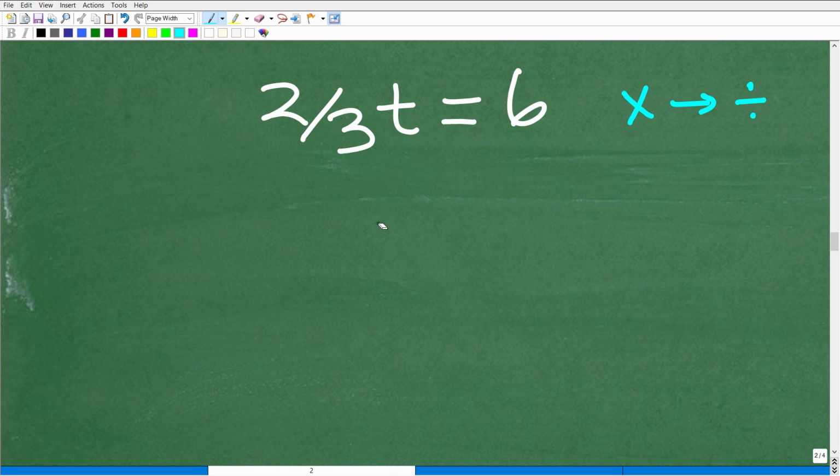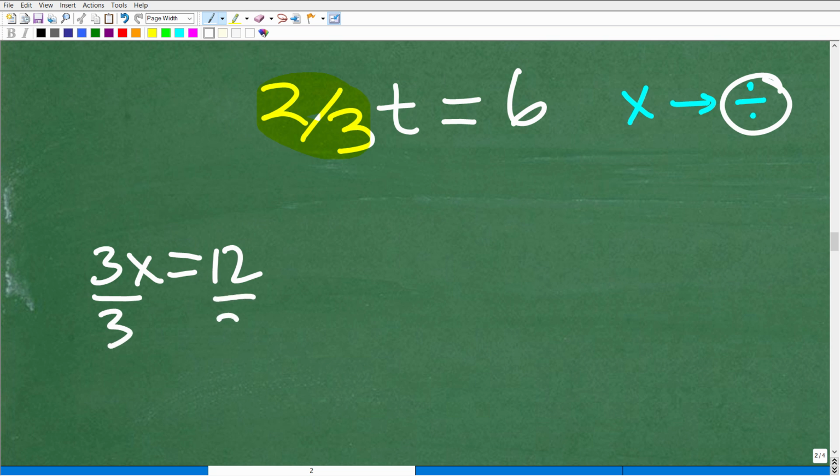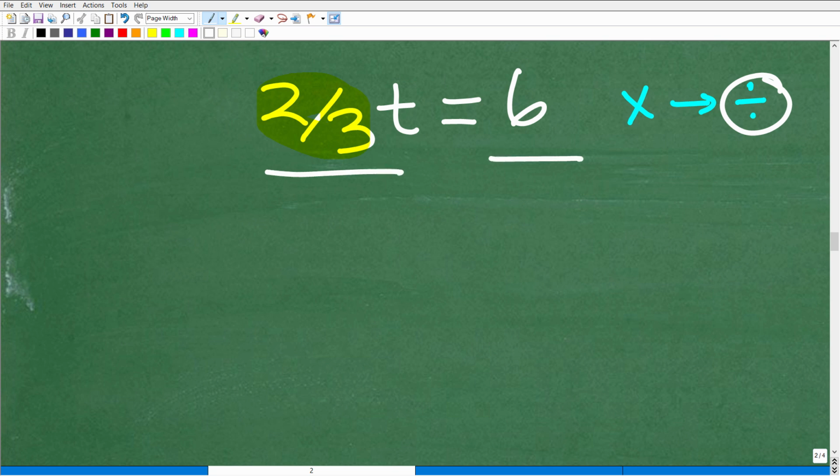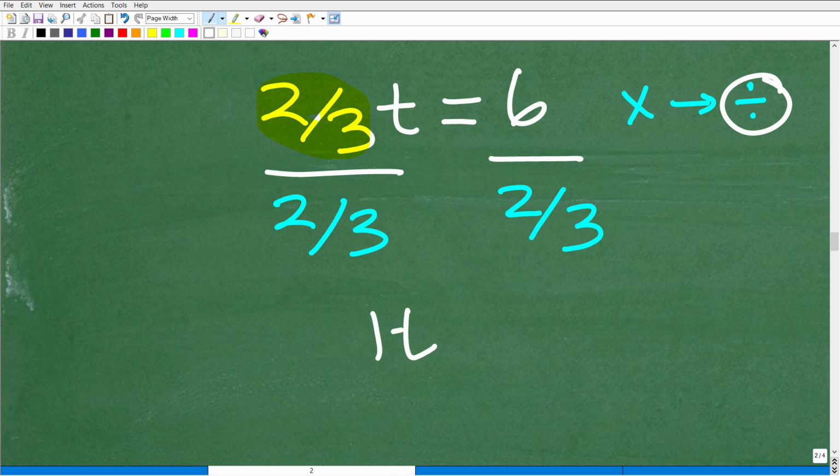I'm going to show you another way to approach this. So 2/3 t is equal to 6. To solve this equation, we would do a division. We would divide both sides, just like we had. Remember, we had 3x is equal to 12. We divided both sides of the equation by what was in front of the variable. So what's in front of the variable here? 2/3, right? So if you're saying, all right, Mr. YouTube Math Man, I think what you want me to do is to divide both sides of the equation by 2/3. All right, so 2/3 divided by 2/3, anything divided by itself is, of course, 1. So we will end up with 1t over here.